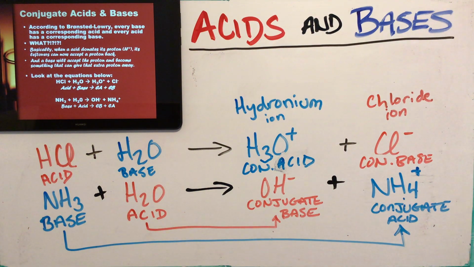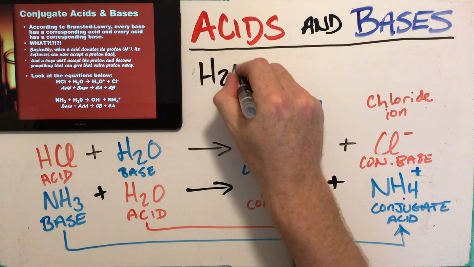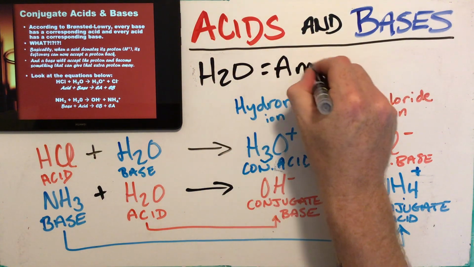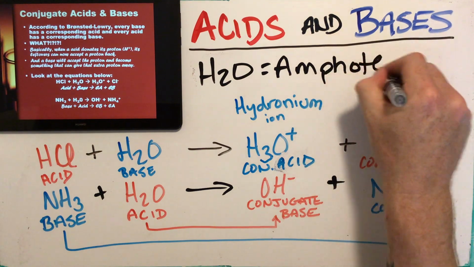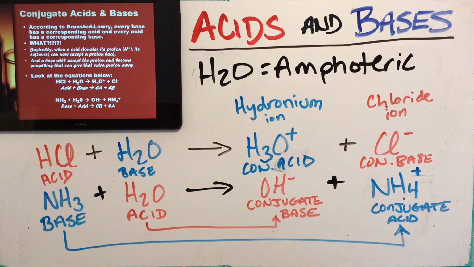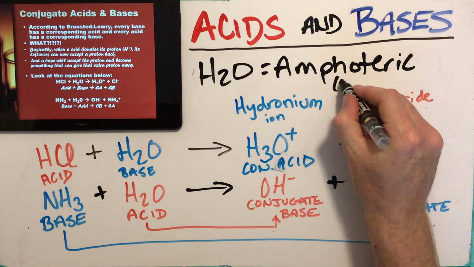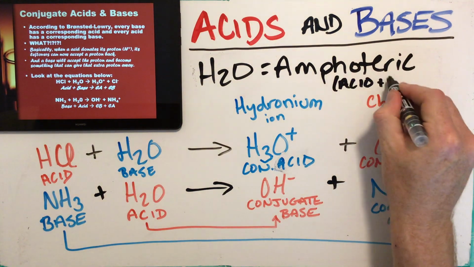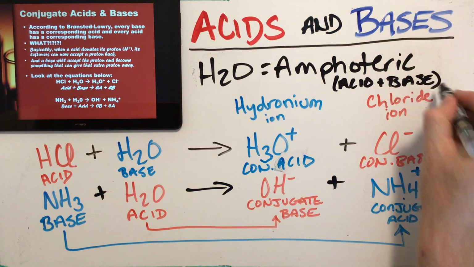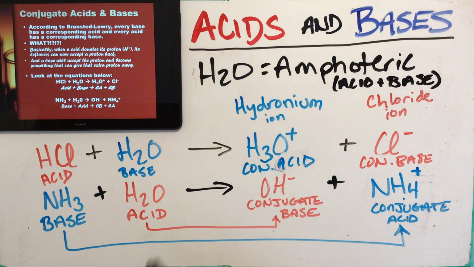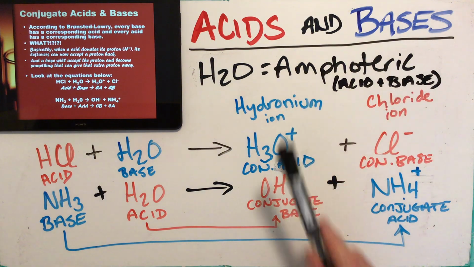And that's because water, H2O, is amphoteric. And what amphoteric means, it can be an acid or a base. It depends on the other thing, right? If water's with an acid, it says, yeah, I'm easy, I'll be the base. If water's with a base, it says, yeah, sure, I'll go along, I'll be the acid. So it's amphoteric. Think of an amphibian.